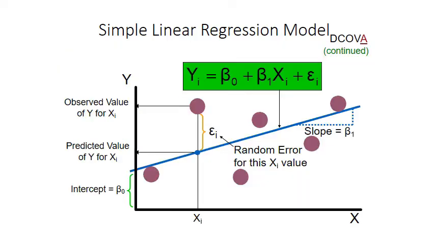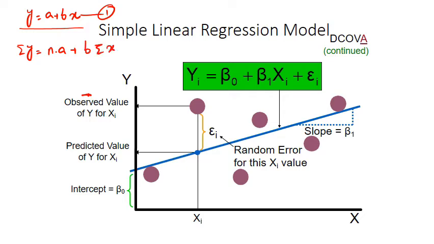Like here you can see that if we say that there is a linear relationship y equals a plus bx. Now first this is our equation 1. We apply sum on this first equation. If I apply sum on this first equation, this n a is a constant, it will become n times a plus b times sum of x. That is our second equation.